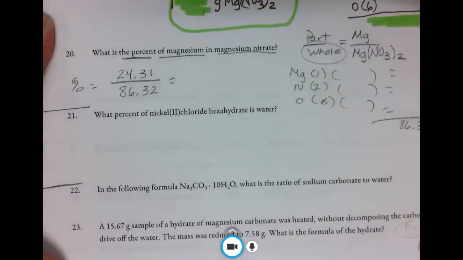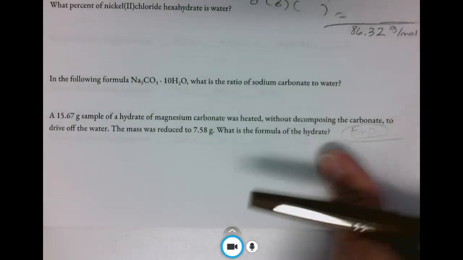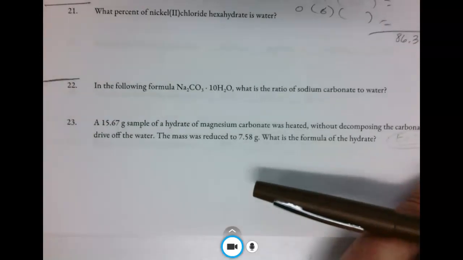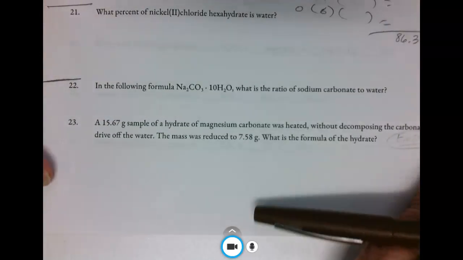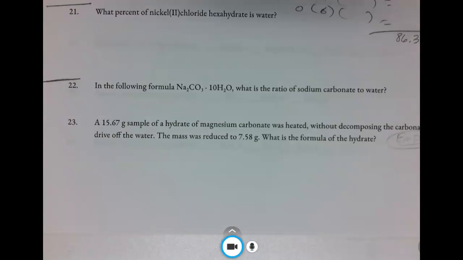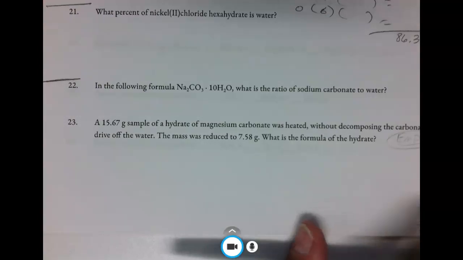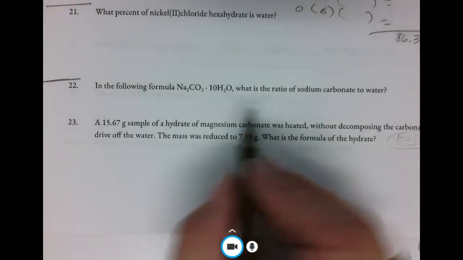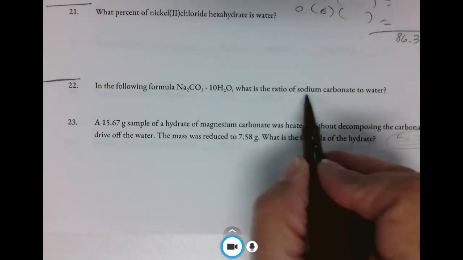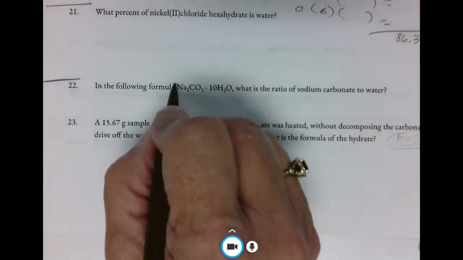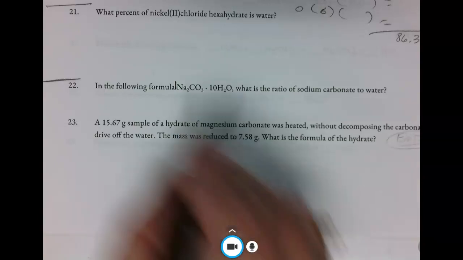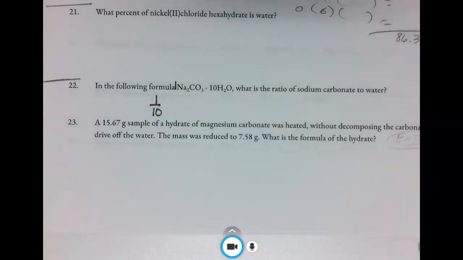Okay, so this will be video 4 in regard to our review of our final. So I'm going to go ahead and start on question number 22. Question 22 simply says, what is the ratio of sodium carbonate to water? So sodium carbonate is 1, water is 10, so this is a ratio of 1 to 10.